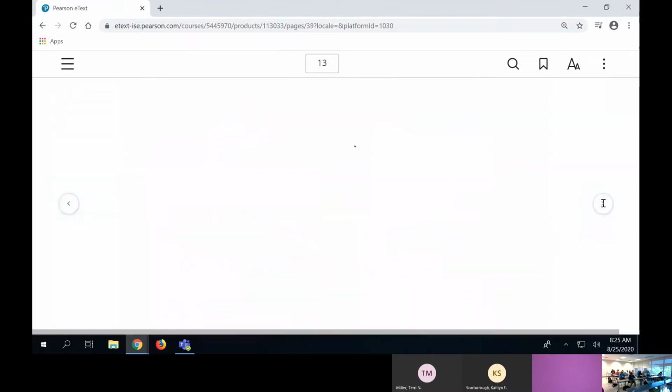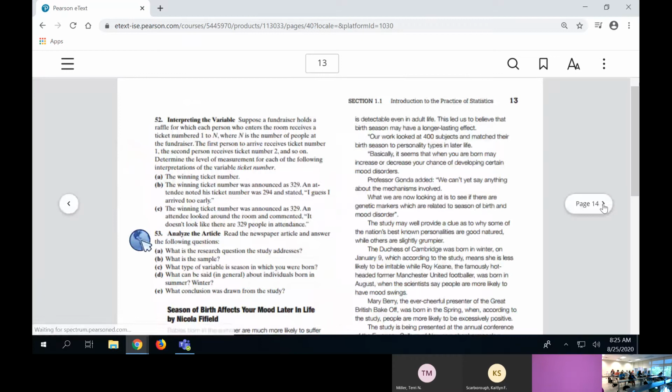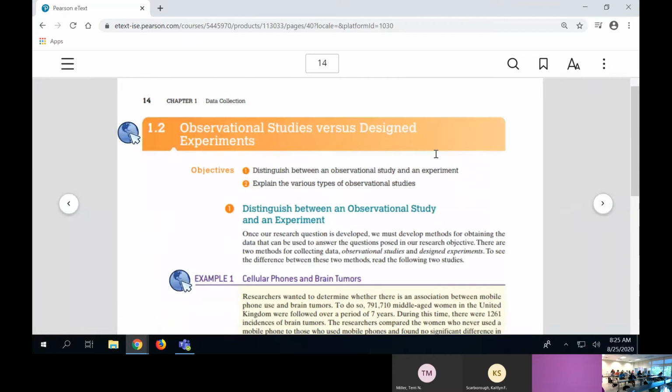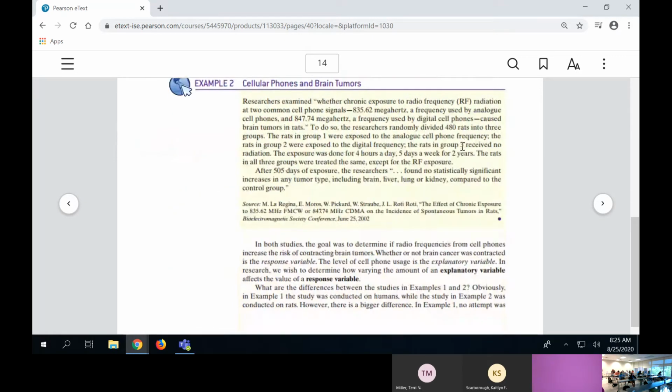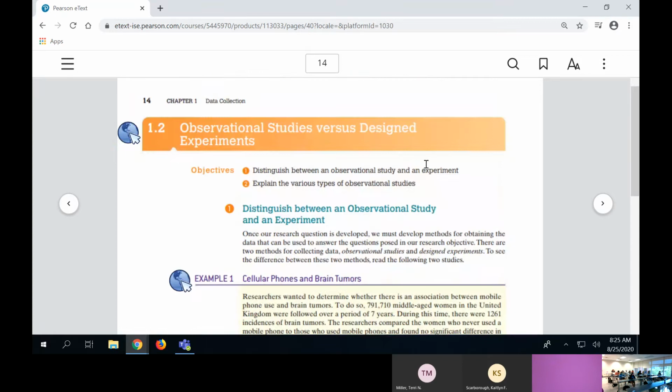I'm going to move on to 1.2. Observational versus experiment. Observation. What is an observation? It's when you stare at people. No, I'm just kidding. It's when you actually just what? Observe. A good example would be sleep apnea patients.